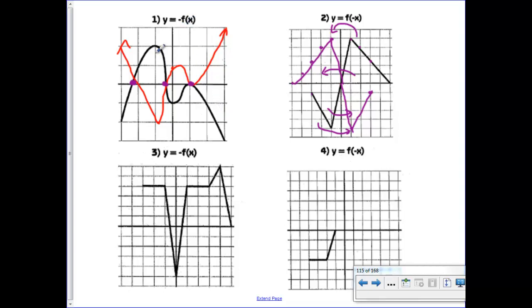So if this point right here was at 2, now it's at negative 2. If this one was at 1, now it's at negative 1. If this one was at 3, now it's at negative 3. In terms of y values. So on this one, take every y value and flip it upside down. And on this one, it means take every x value and flip it.